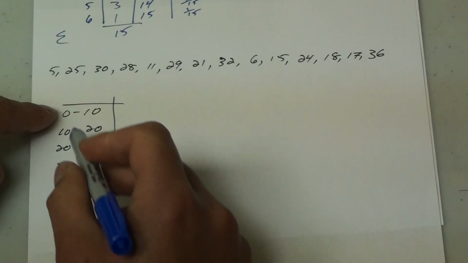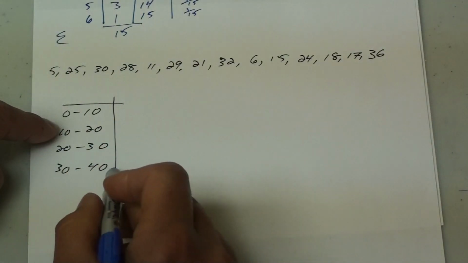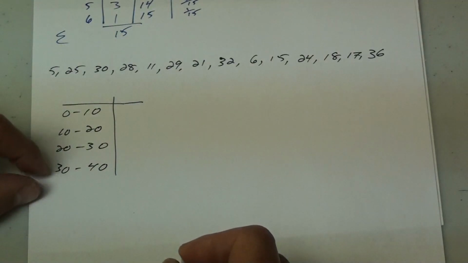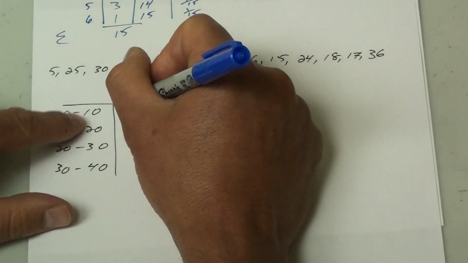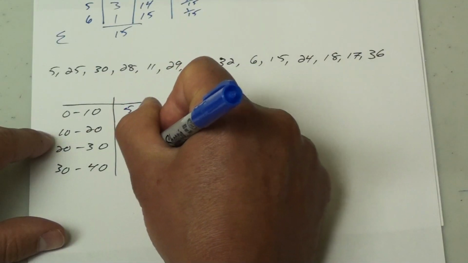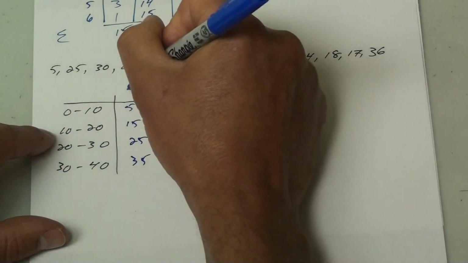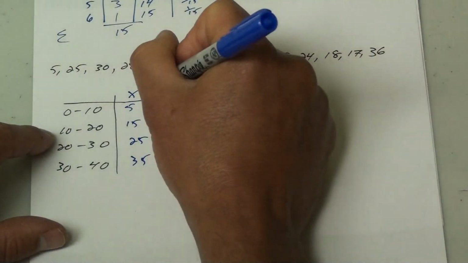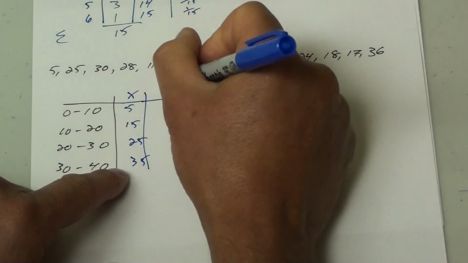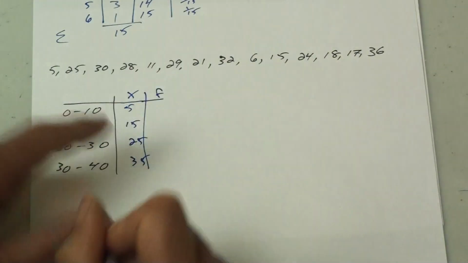So I set up my intervals, 0 to 10, 10 to 20, 20 to 30, 30 to 40. The next one I'm going to do, and it's very important for when you set up these groupings, is you do the midpoint. 5, 15, 25, 35. The midpoint is going to be called my X. I'll explain in a later video why you do the midpoint. Then the next thing after that is your frequency. How often does it occur?